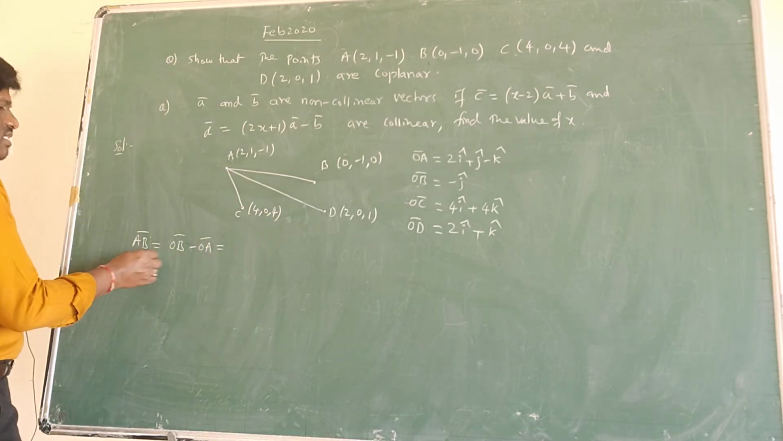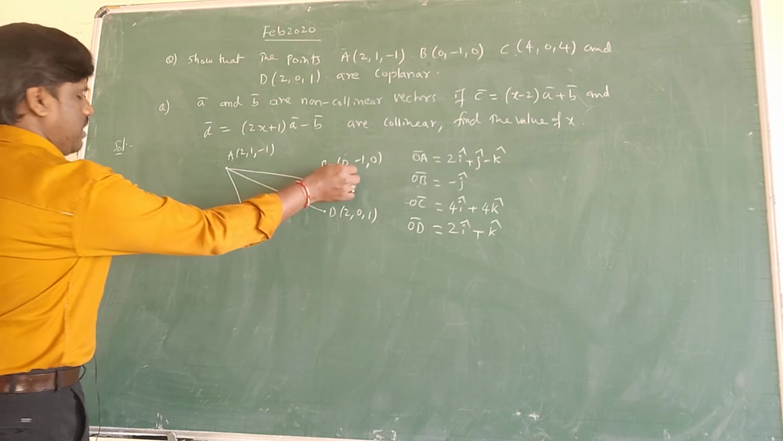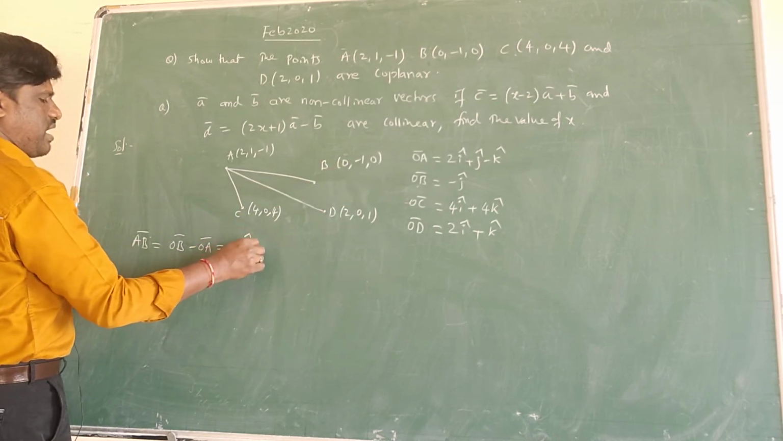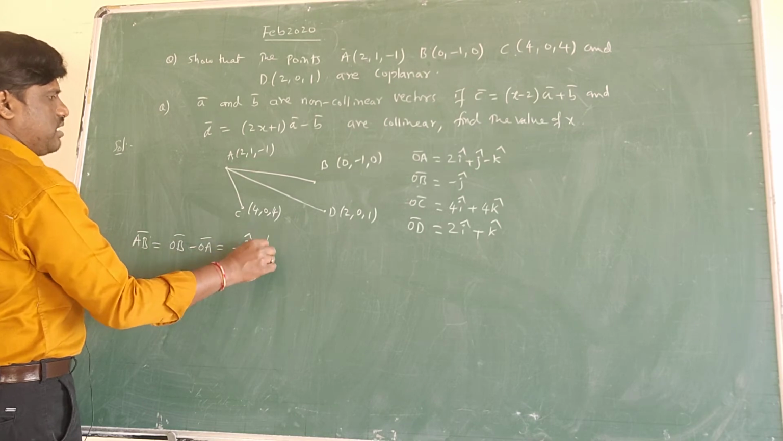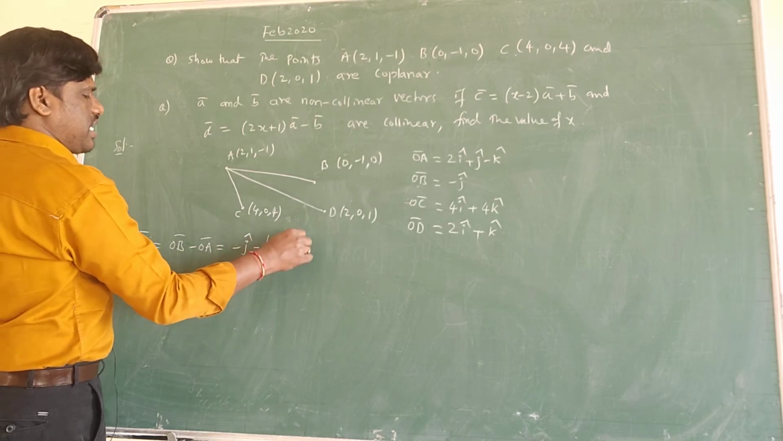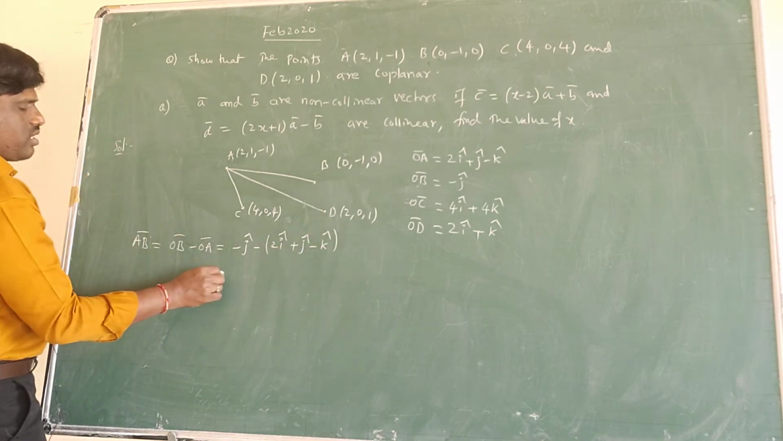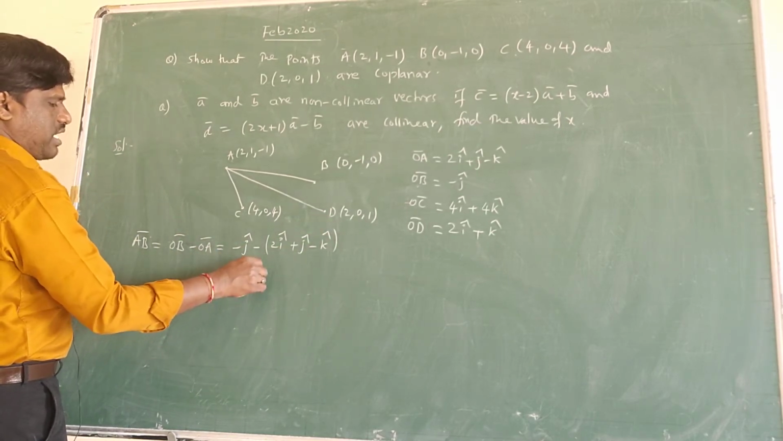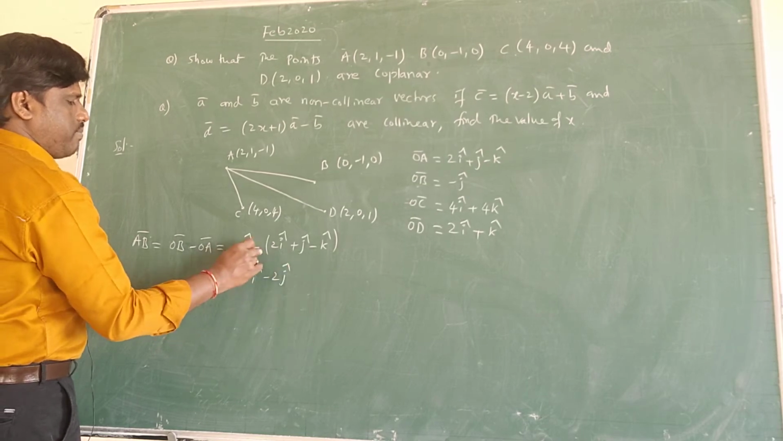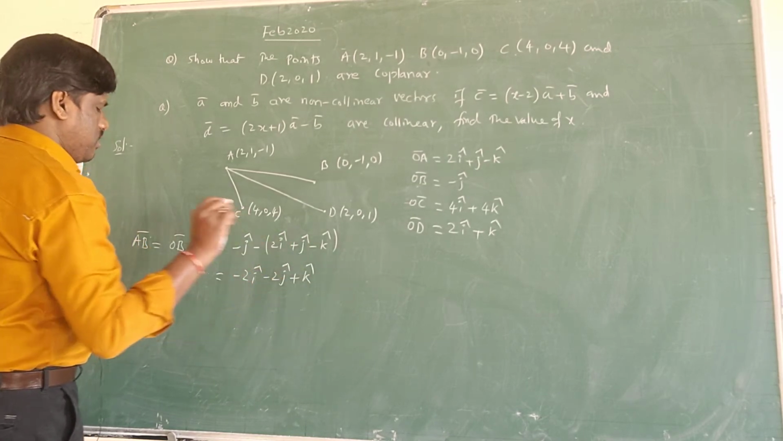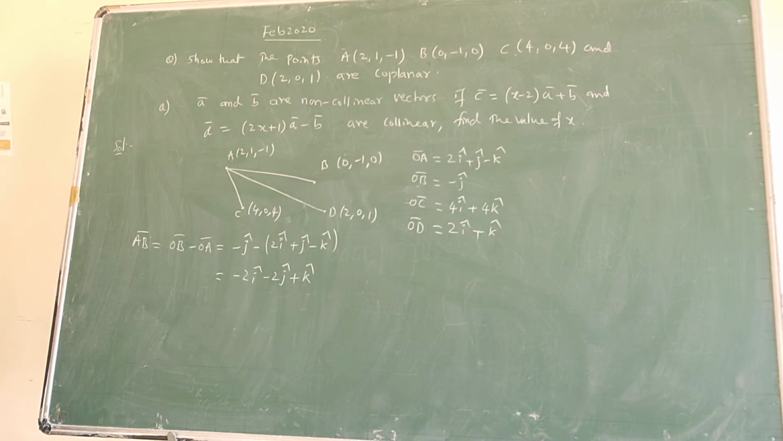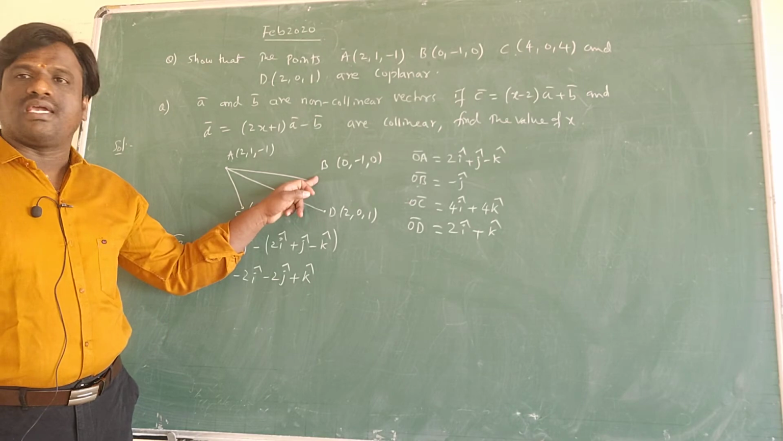Now here, AB is equal to OB minus OA. OB is minus j cap, minus OA, which is 2i cap plus j cap minus k cap. So the answer will be minus 2i cap minus 2j cap plus k cap. So AB is done. AB is correct, right? Yes, AB is right. Previously we got the same AB.